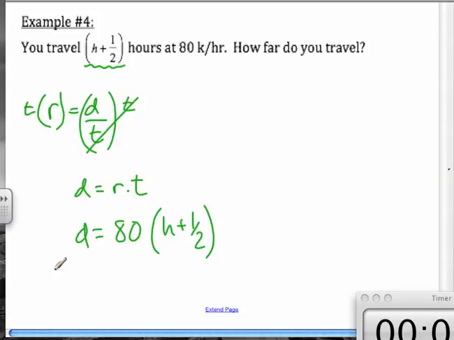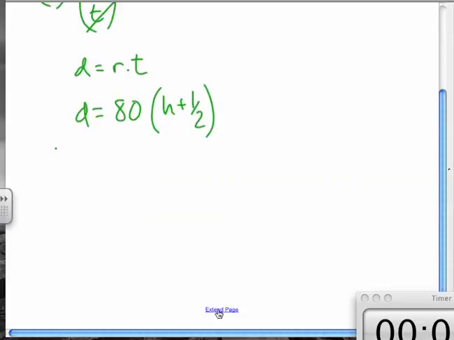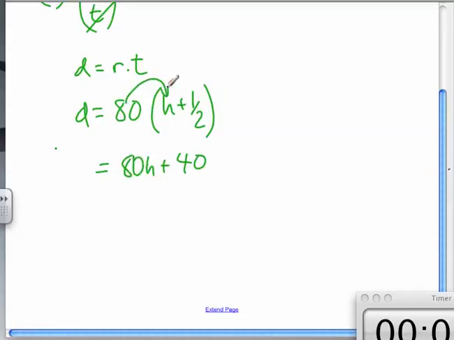Now, I can simplify it, so I should. I'm going to extend the page here. What do I need to do to simplify it? Read? I get 80h. Good. I need to distribute this. 80 times h is 80h, and 80 times 1/2 is 40. So the distance that I traveled equals 80 times h plus 40.